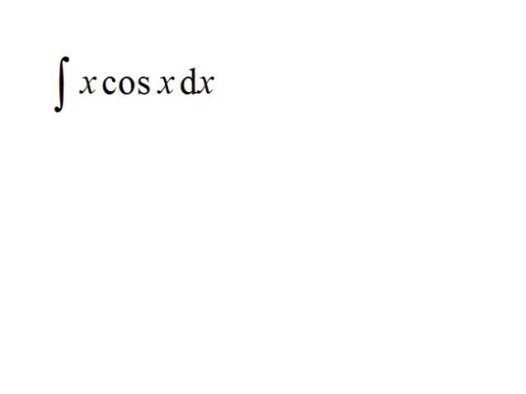Here we have the integral of x cosine x dx, so I have the product of these two functions. I am going to be doing integration by parts, and we know that the formula was if we had the integral of u dv, that equals uv minus the integral of v du. So I need to identify what I'm calling u and what I'm calling dv.